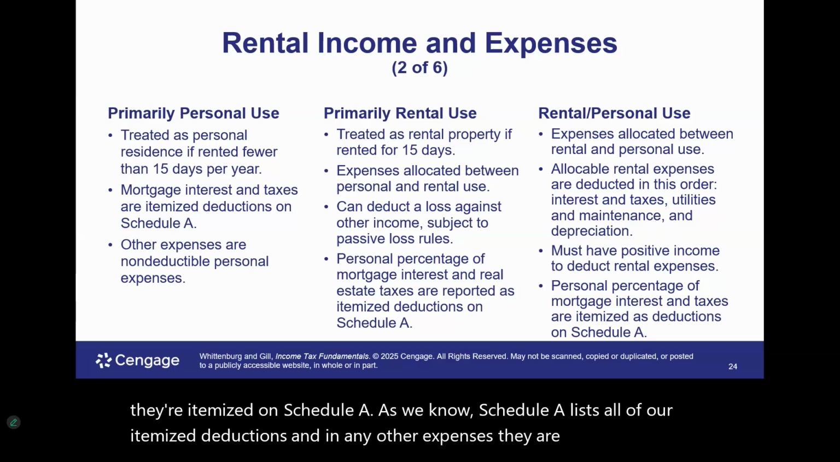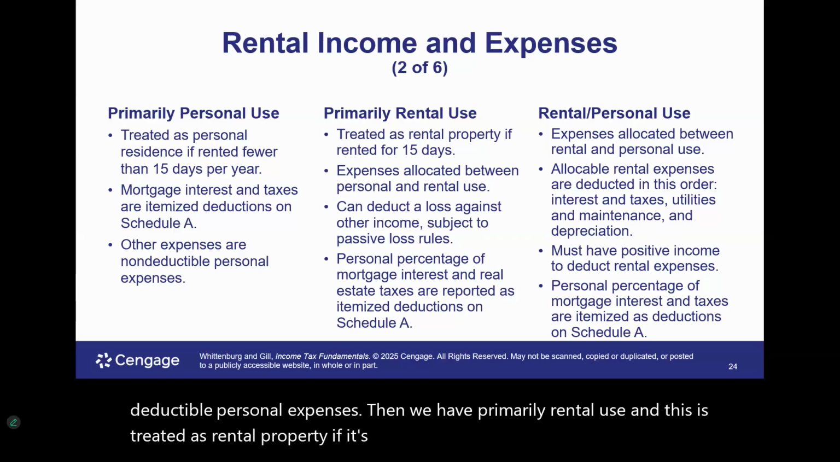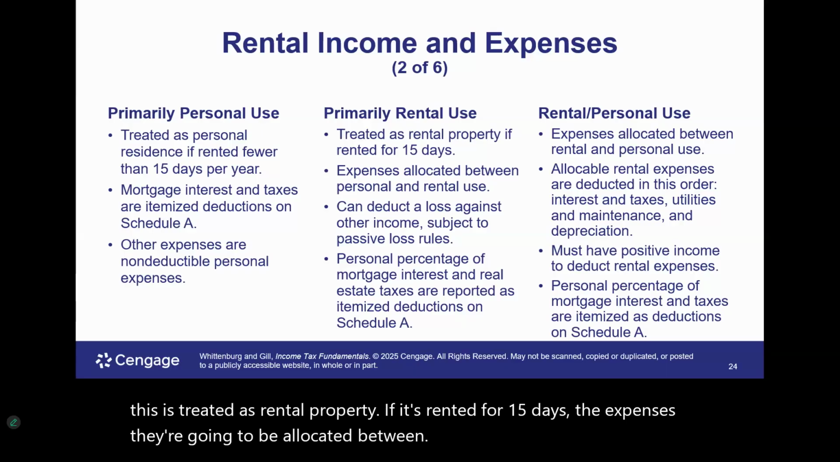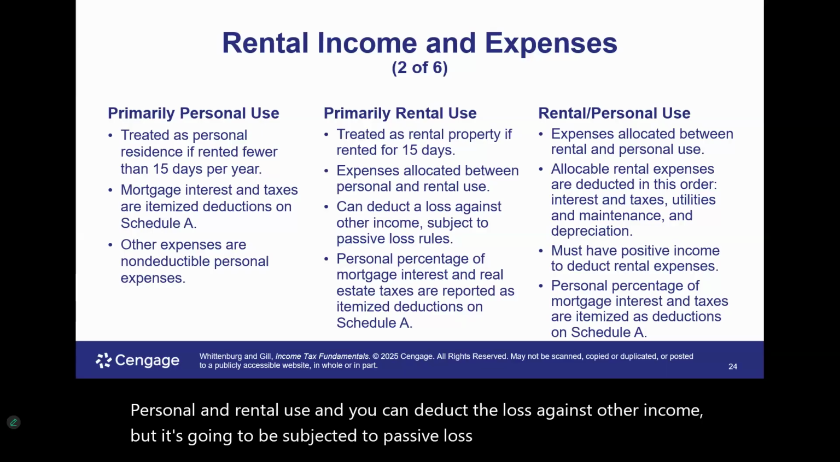As we know, Schedule A lists all of our itemized deductions, and any other expenses are considered non-deductible personal expenses. Then we have primarily rental use, and this is treated as rental property if it's rented for 15 days or more. The expenses are allocated between personal and rental use, and you can deduct the loss against other income, but it's subject to passive loss rules, as we're going to learn in a few.